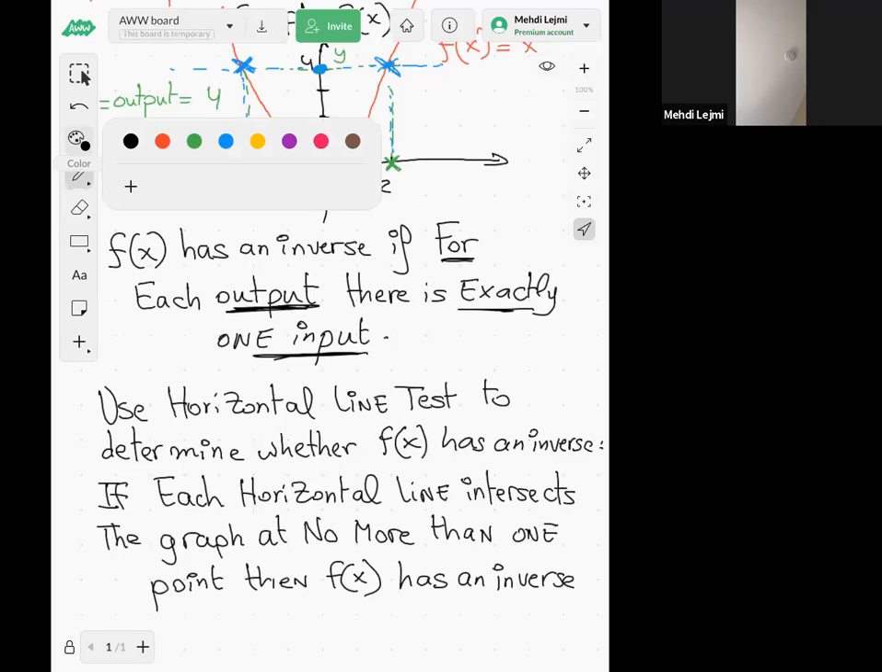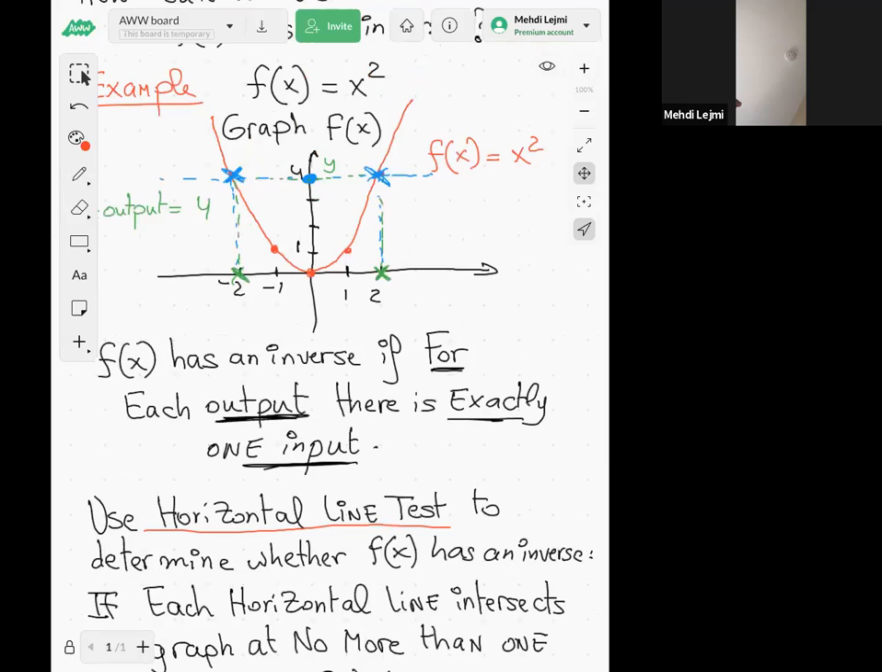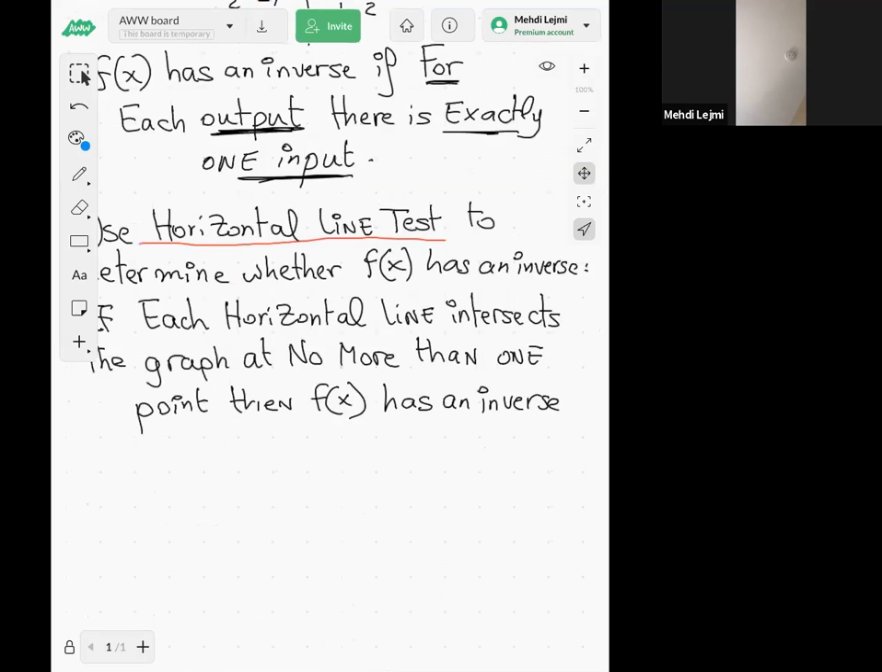All right. So that's what we call the horizontal line test. For example, again, with this graph of x squared, this horizontal line here intersects the graph at 2 points. If you intersect the graph at more than 1 point, then the function f has no inverse. So this x squared has no inverse. Well, more examples. Let's do a couple of examples.